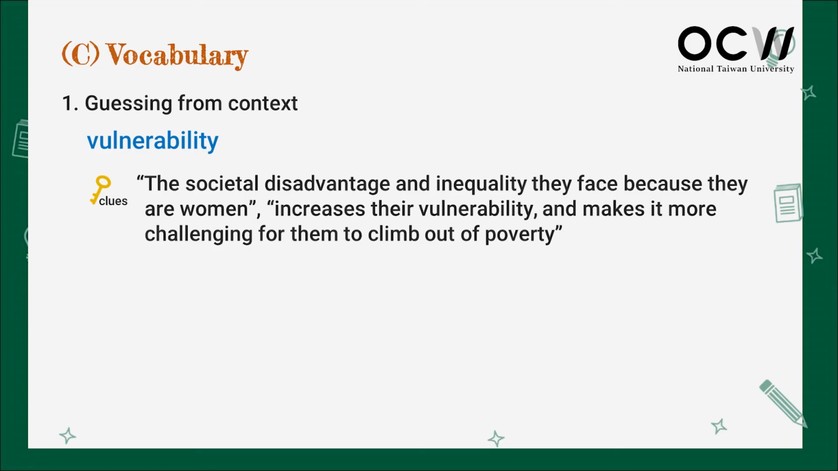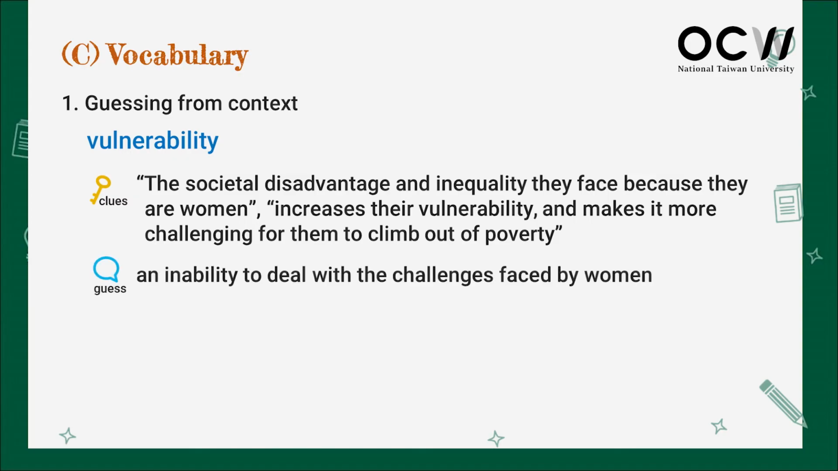Now we're going to be looking at more vocabulary. The first one is the word vulnerability. When we look at the word vulnerability, we see the word ability. So we think to ourselves, it's a skill set. However, is it a positive or negative skill set? The guess we have from the context is that it's an inability to deal with the challenges faced by women, as the word vulnerability is placed in conjunction with "increase their vulnerability and make it more challenging." So based on the context alone, we know that it's a negative ability.